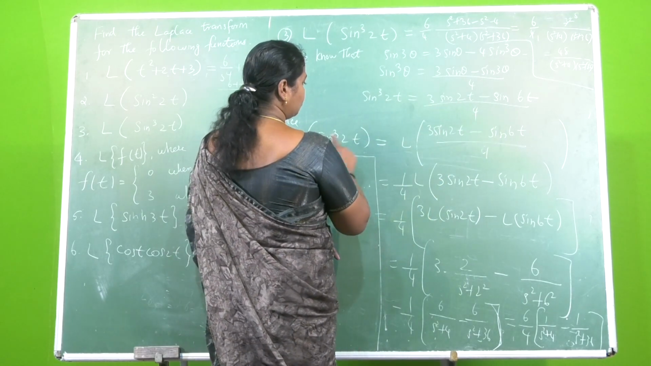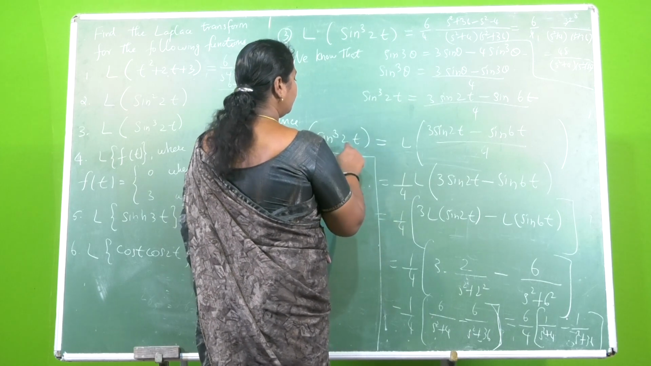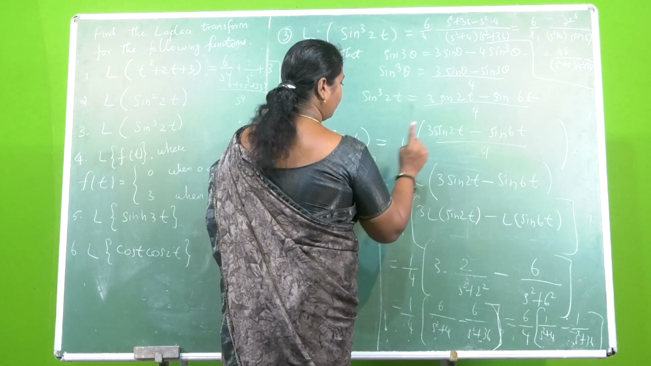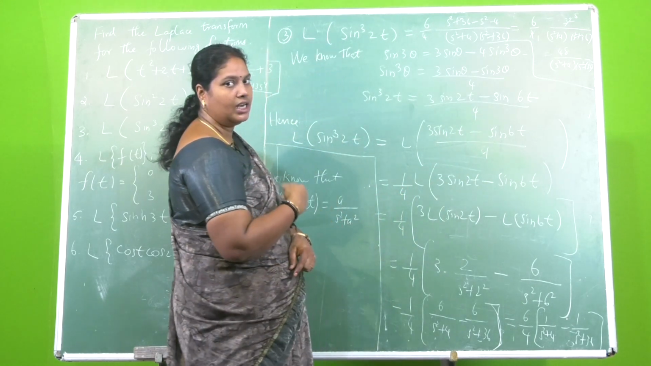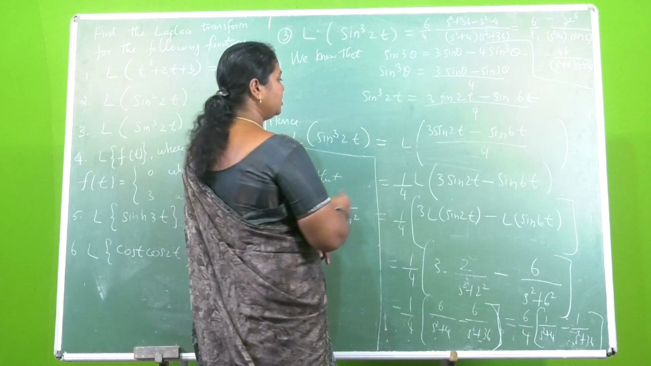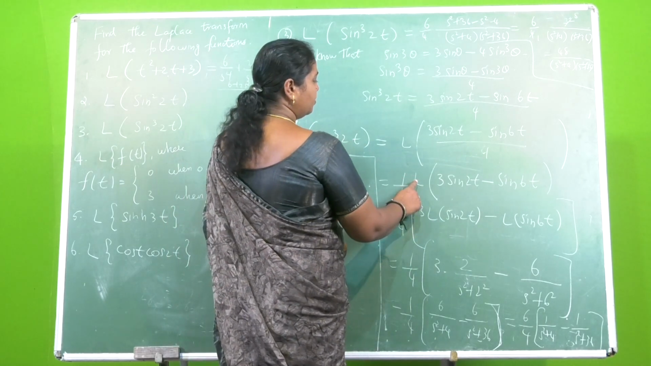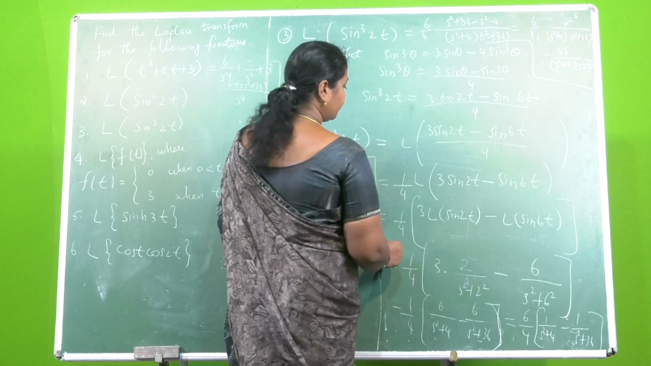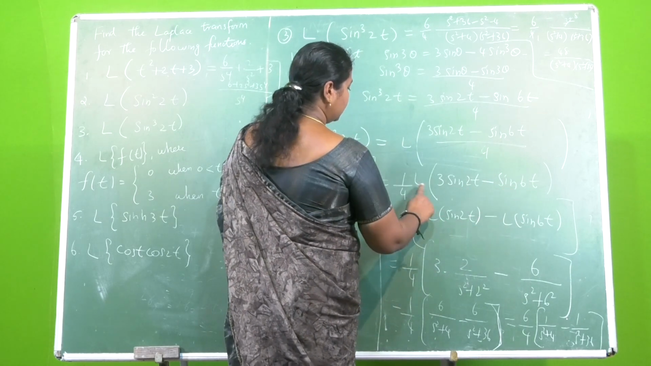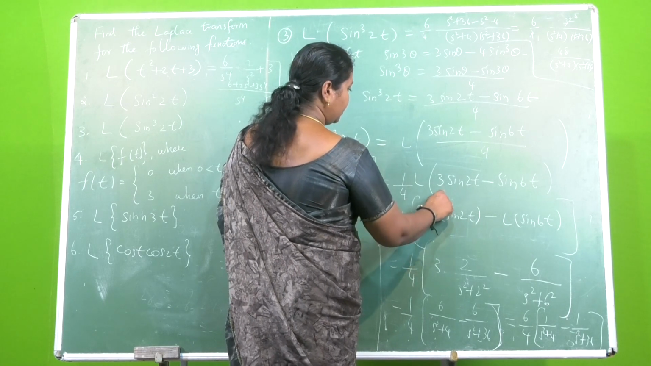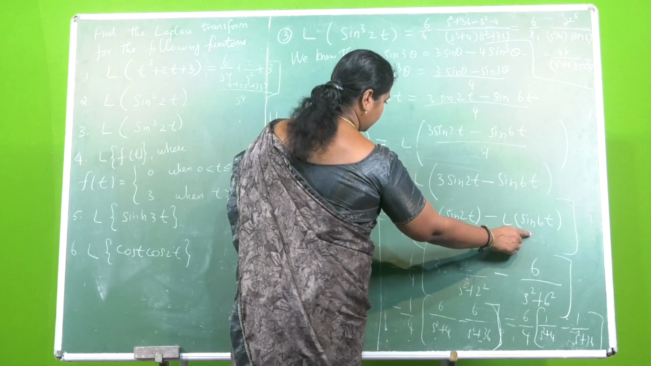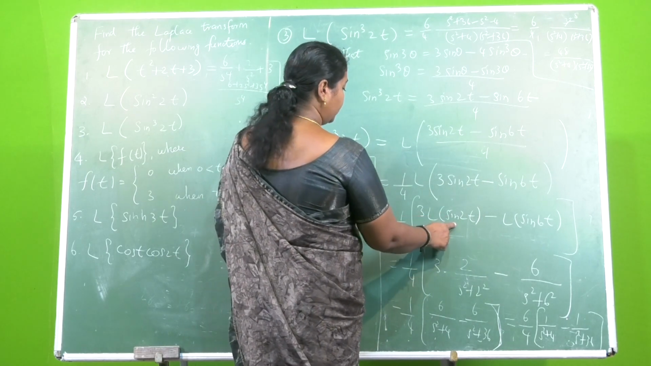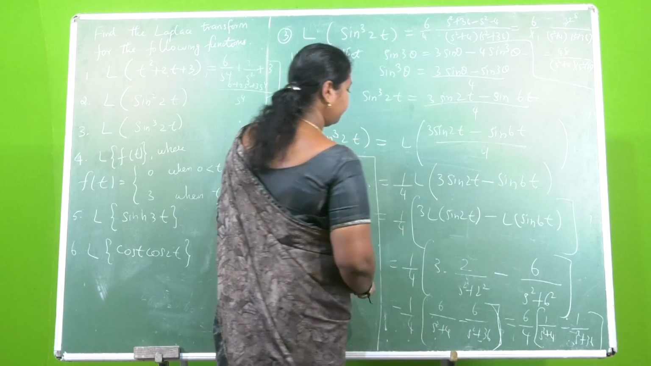Now apply Laplace transform on both sides. L of sine cube 2t is equal to L of 3 sine 2t minus sine 6t divided by 4. Again, we have to apply the linear property. If I apply this, 1 by 4 comes outside, and the balance is L of 3 sine 2t minus sine 6t. If I apply the linear property again, this can be written as L of 3 sine 2t minus L of sine 6t. Take 3 outside from the first term. So 3 L of sine 2t minus L of sine 6t.